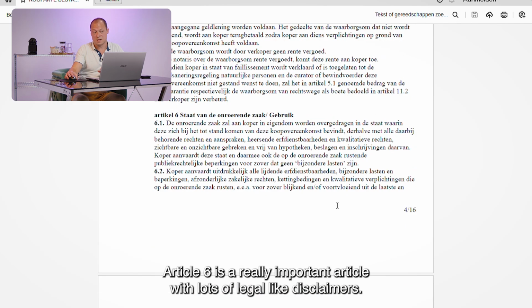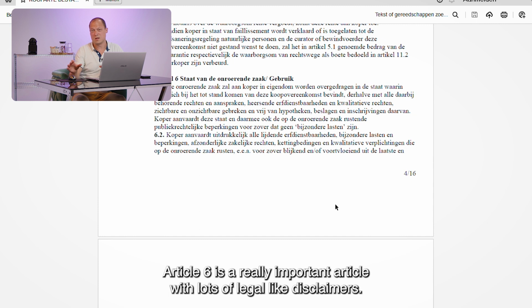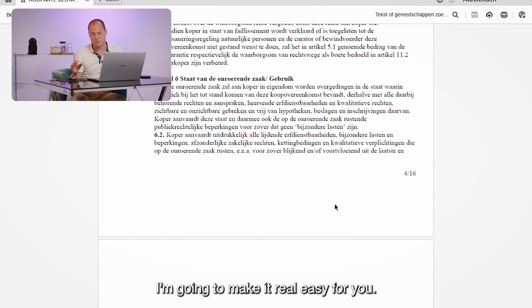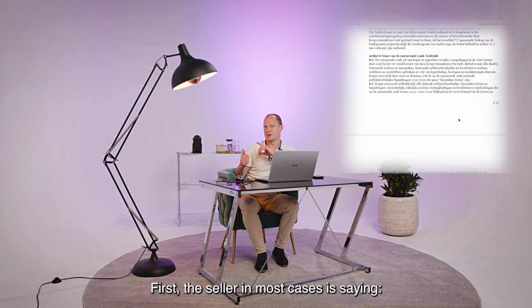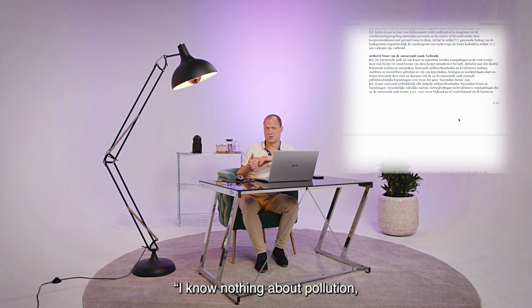Article 6. Article 6 is a really important article with lots of legal disclaimers. I'm going to make it real easy for you. The seller of the property is covering basically his own ass for a lot of things. First, the seller in most cases is saying, I know nothing about pollution in the soil of the property. I know nothing about asbestos. I know nothing about any claims that are in this property.